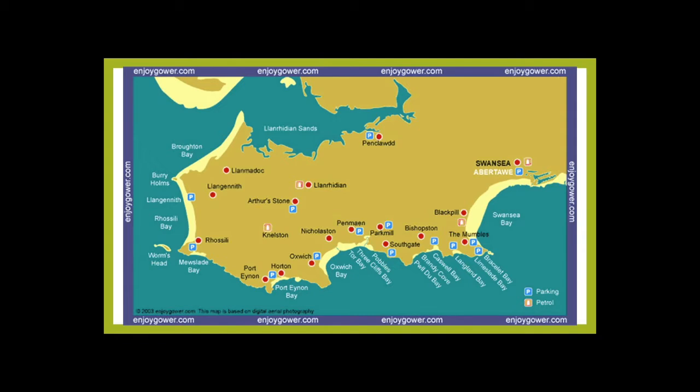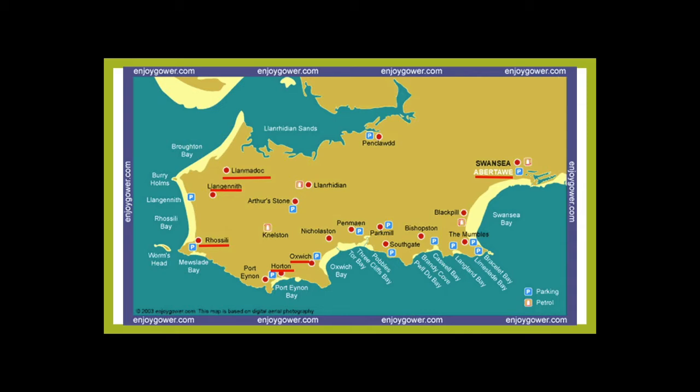What I'd like you to do is draw a rectangle in your book underneath where you just put the title, and we're going to make a sketch map of the Gower Peninsula. Now, a sketch map is you only pick out the parts that you are focusing on. So in this case, we need Swansea city centre as a reference. Llanmadoc, Llangennith, Rhossili, Oxwich and Horton are the ones that we're going to focus on.